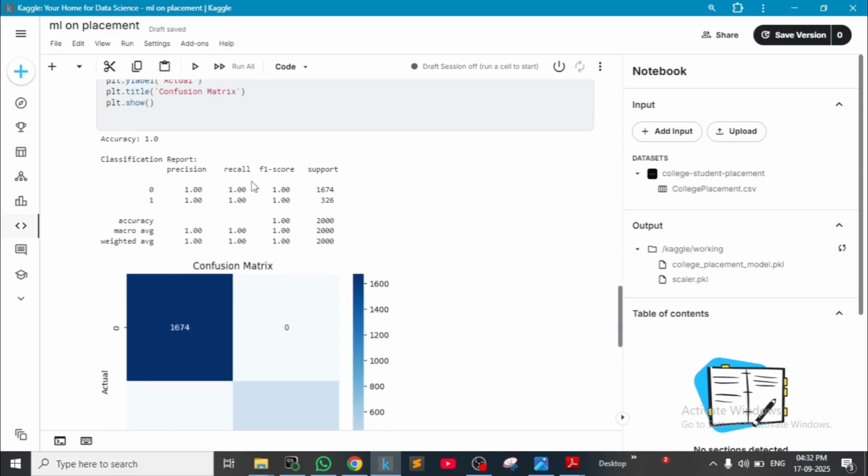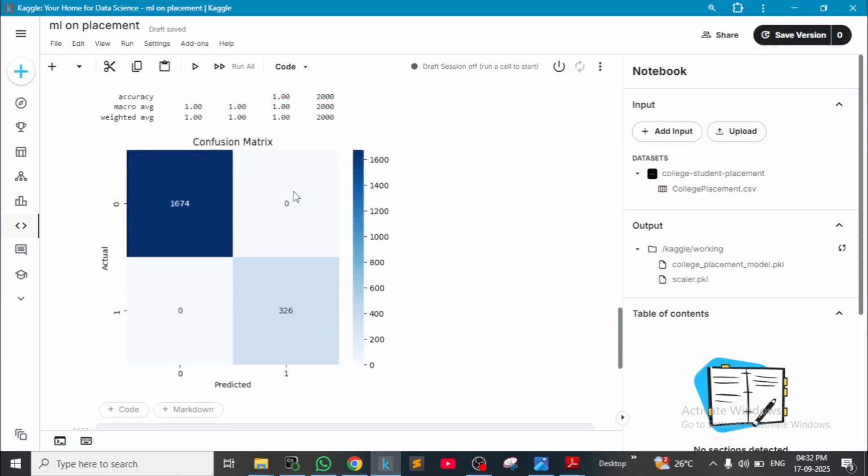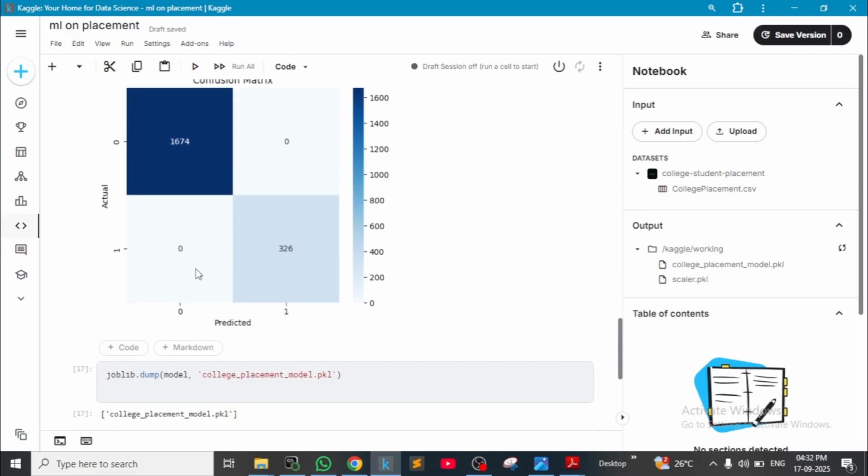Okay, now coming to the accuracy, we got an accuracy of 1, that is 100%. The classification report shows precision, recall, F1 score, support. See this accuracy, macro average, and weighted average. See how we got it, and 1.00, that is 100 percent supported, like this. Okay, the confusion matrix is this, actual versus predicted: 1674 and 326. This is 0 and this is 1, where 0 means not placed and 1 means placed.